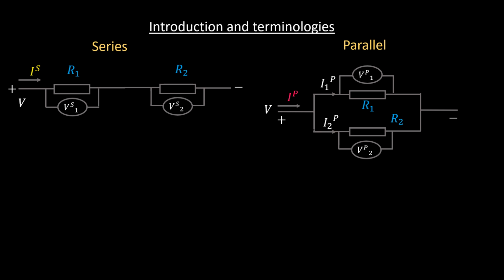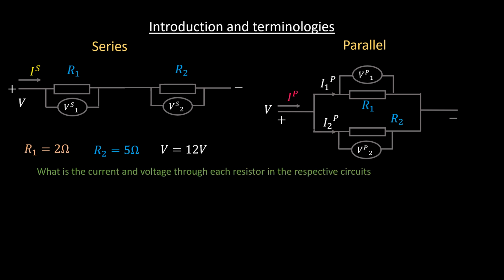Let's assign some values to those elements. Let R1 be 2 ohms and R2 be 5 ohms and V be 12 volts. What is the value of the voltage and current through the resistors in the respective circuits?